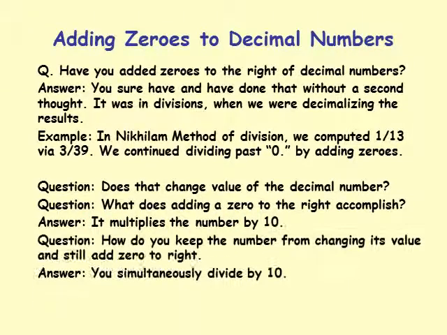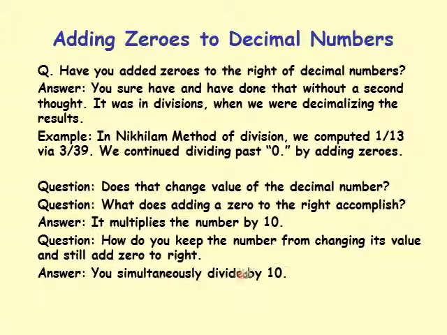Okay, let's continue here. How do you keep a number from changing its value and still add zeros to the right? Now we want to add a 0 to the right and still keep the value the same, which is an equivalent value. Okay, let's continue here. How do you do that?